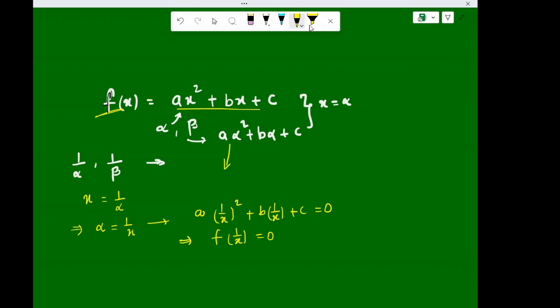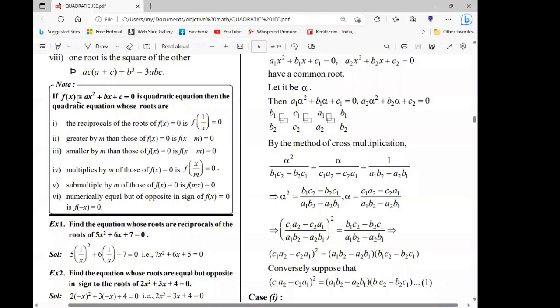Understood? Therefore, the point is: f of x equal to ax square plus bx plus c equal to 0 is a quadratic equation. The reciprocals of the roots of f of x equal to 0 is f of 1 by x equal to 0. Got it? Like this.